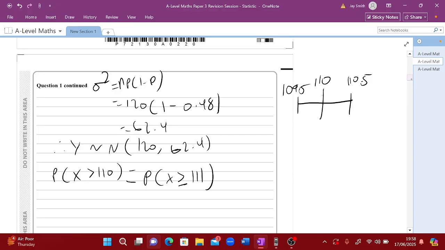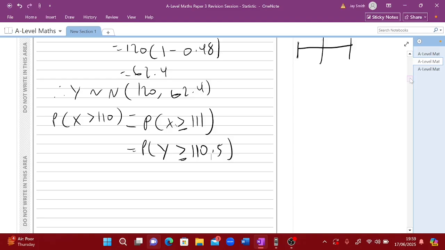Okay. Then we need to apply the continuity correction on that. So it's 111. Then the lower bound is 110.5, and the upper is 111.5. Then probability of Y. Well, actually, we want the lower bound, right? So the lowest value that this X could be. So then Y would be greater than or equal to 110.5. Okay. So that's a continuity correction.